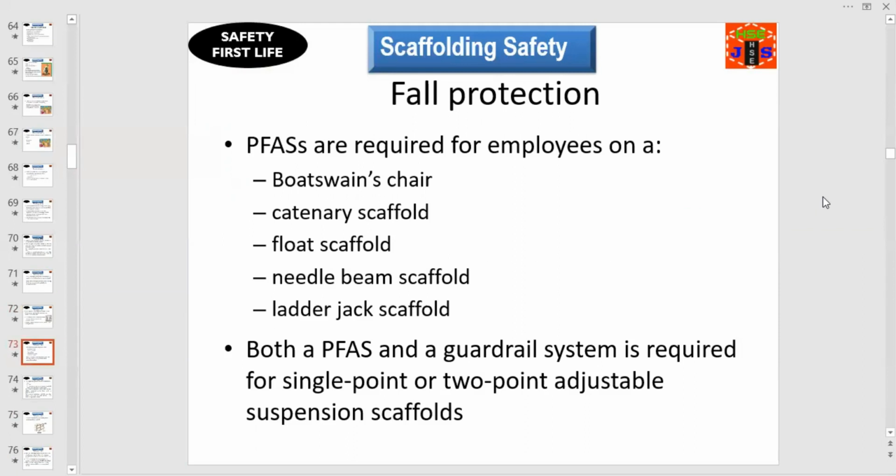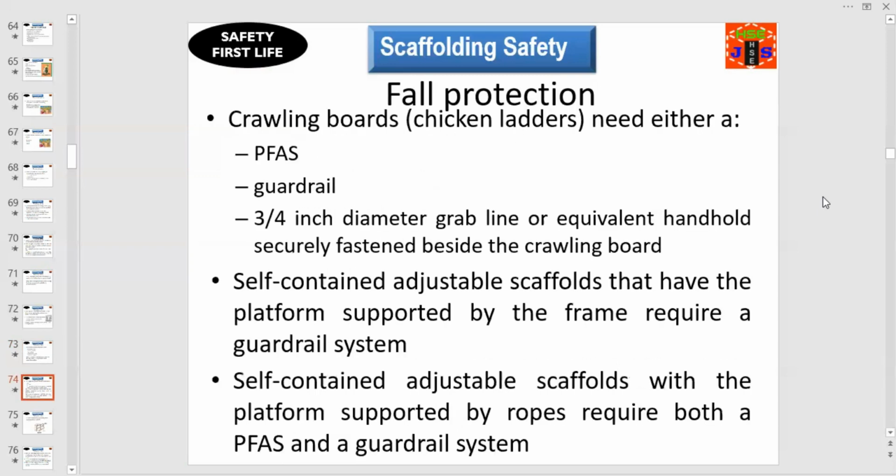What are the requirements, or where will it be used? PFAS are required for employees on a boatswain chair, catenary scaffold, float scaffold, needle beam scaffold, and ladder jack scaffold. Both a PFAS, personal fall arrest system, and a guardrail system are required for single-point or 2-point adjustable suspension scaffolds.